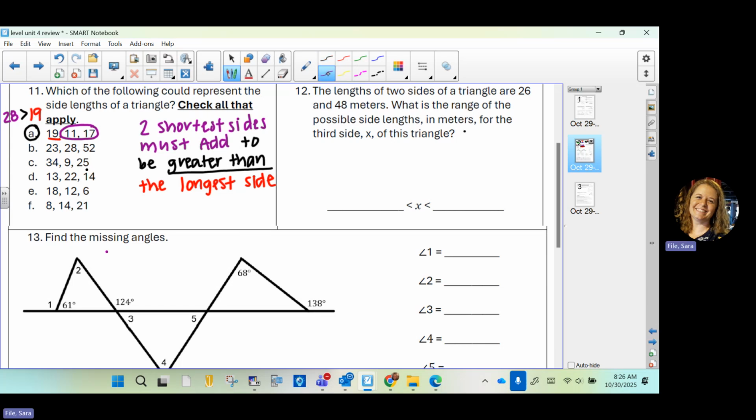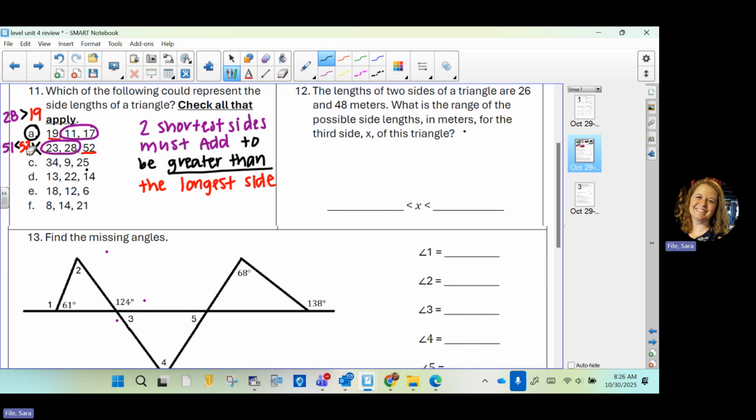So then I'm going to do the same thing with B. What are the two shortest sides? 23 and 28, right? And I'm going to add those. So that's 40, 51. How does 51 compare to 52? It's less than. So B cannot form a triangle. Nope, doesn't work.